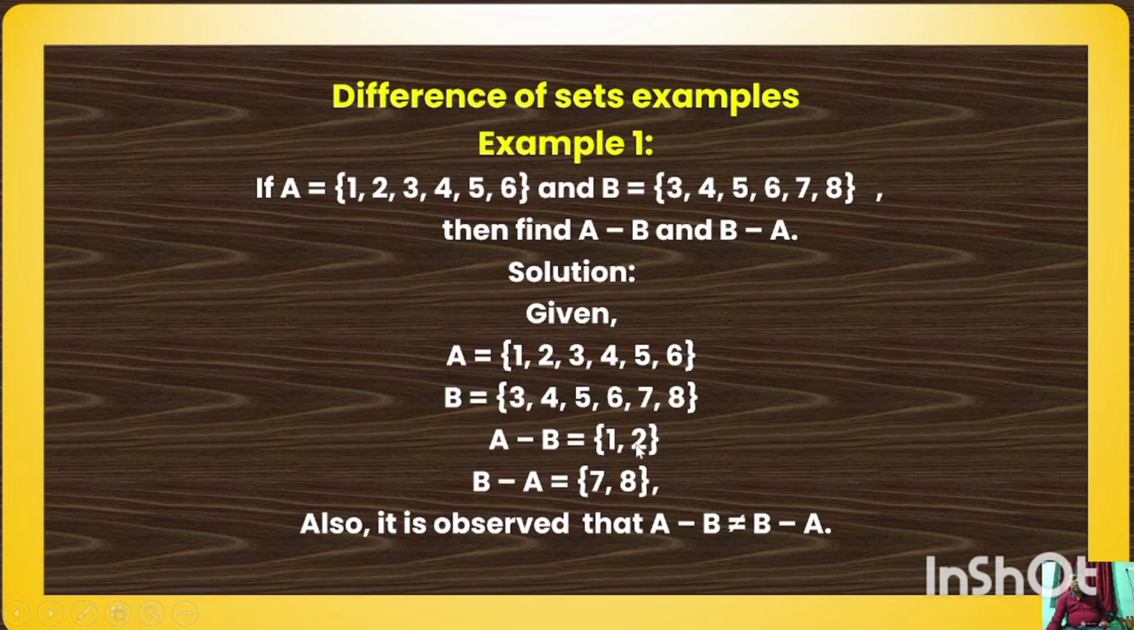You clearly understand that the A difference B elements, which kind of elements? 1, 2, and B difference A is 7, 8. And once again see clearly, A difference B is not equal to B difference A. It means the difference of sets does not obey the commutative law. Set union and set intersection obey the commutative law, but the set difference does not obey the commutative law. Okay.